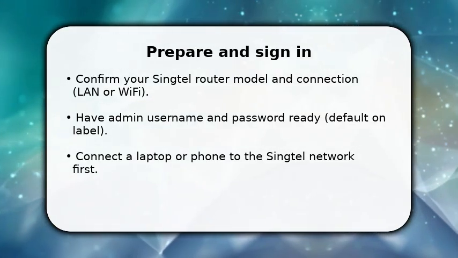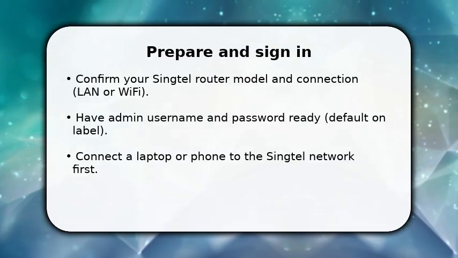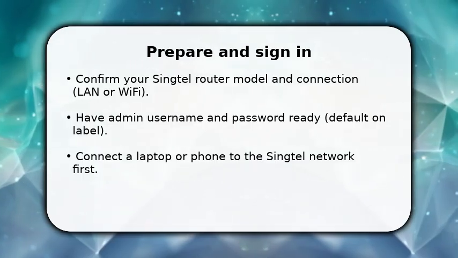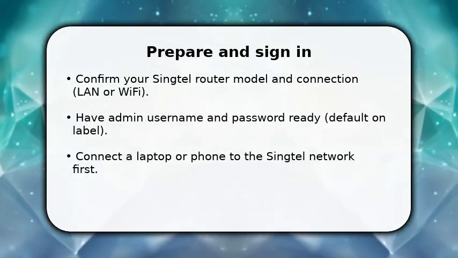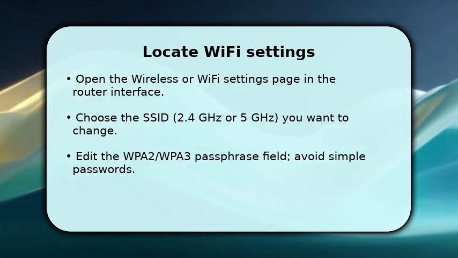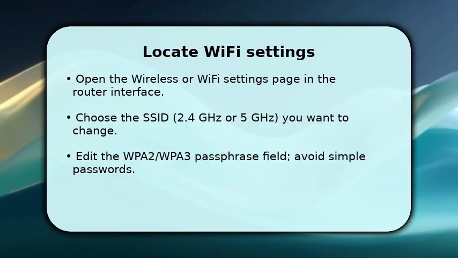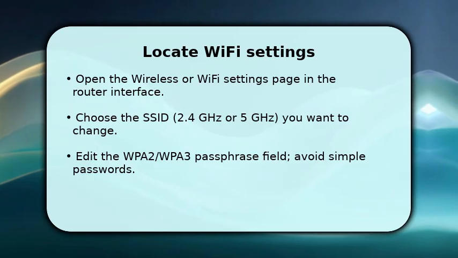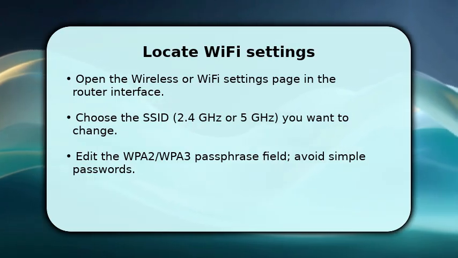You need administrative rights, so changes apply immediately and securely, which is why locating the default username and password matters before proceeding. Next, navigate the router menu to the wireless or Wi-Fi settings section to find your SSIDs. You will typically see separate 2.4 GHz and 5 GHz networks. Select the one you want to change.